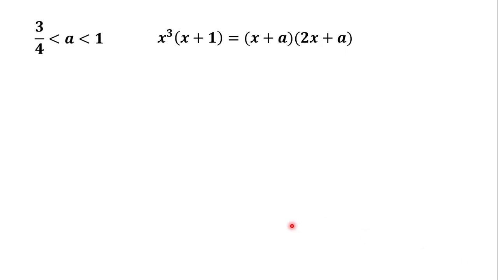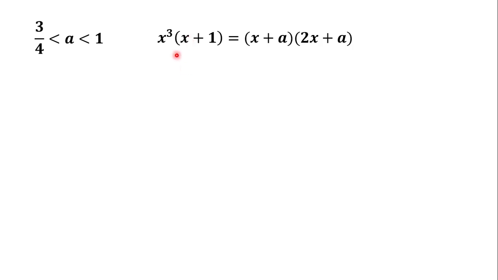In this video we're going to solve an interesting problem. We have a is greater than 3 over 4 and less than 1, and we're going to prove this equation has 4 distinct real solutions, and we're going to find all solutions in explicit form.